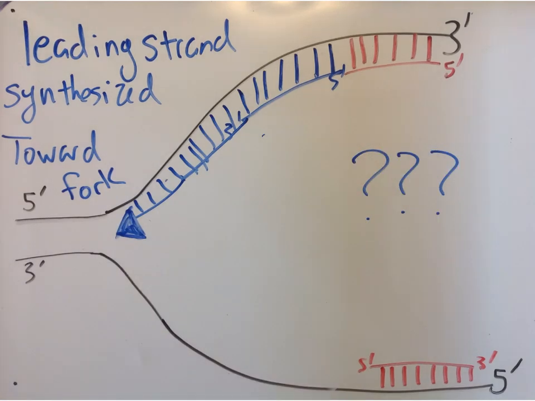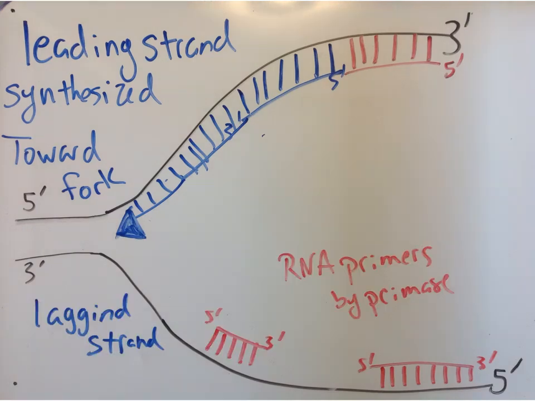But what do we do about the bottom strand? If we add new nucleotides onto the 3' end of the RNA primer, that goes back towards the origin, but doesn't allow us to copy the other DNA closer towards the replication fork. This other strand is called the lagging strand, and it's synthesized discontinuously in short fragments called Okazaki fragments.